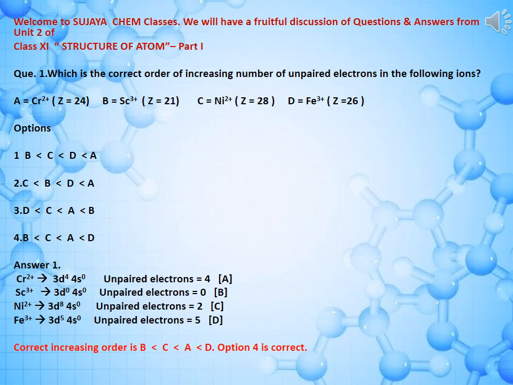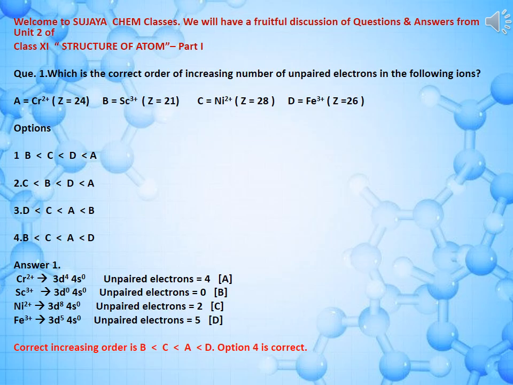Whenever you remove electrons, care should be taken to remove the electrons from the outermost shell first, the orbitals present in the outermost shell. So here the outermost shell is the 4th shell, and the electrons first need to be knocked away from the s orbitals, and then if there are more electrons to be removed, they should be removed from the 3d orbitals.